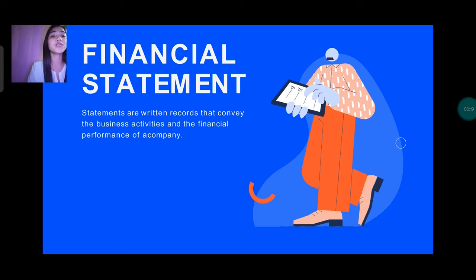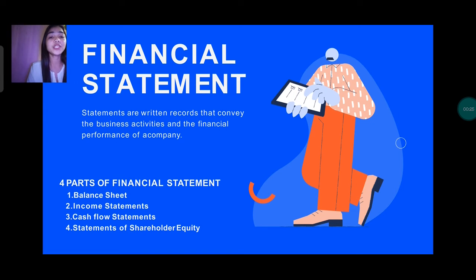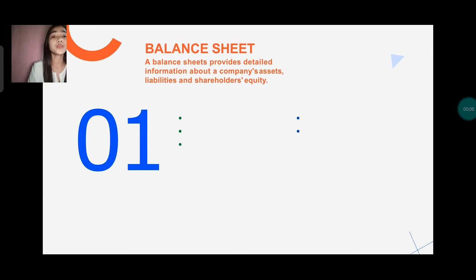Financial statements are written records that convey the business activities and the financial performance of a company. In a financial statement, there are four parts: a balance sheet, an income statement, a cash flow statement, and a statement of shareholders' equity. So first, what is a balance sheet? A balance sheet provides detailed information about a company's assets, liabilities, and shareholders' equity.